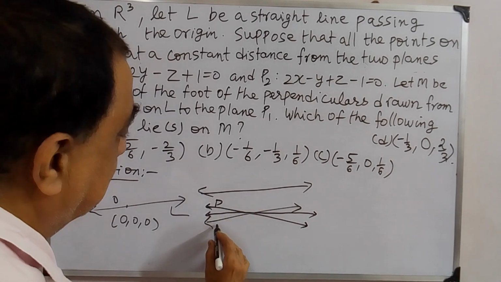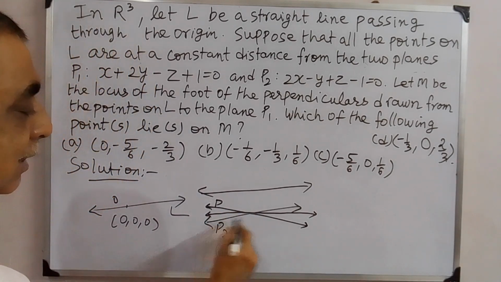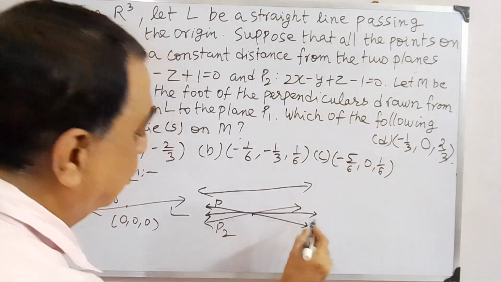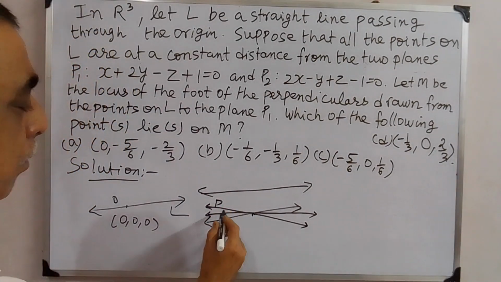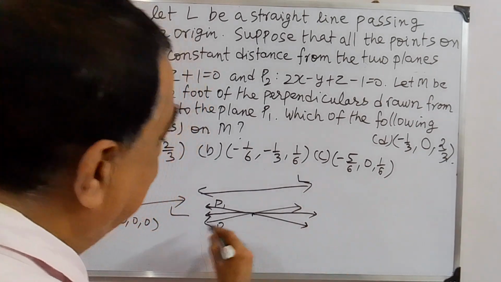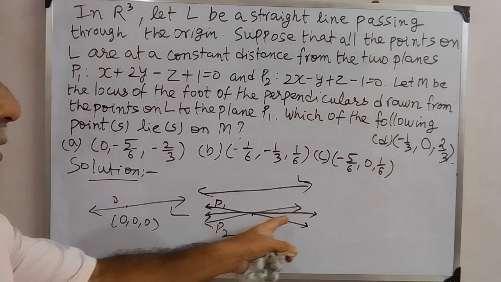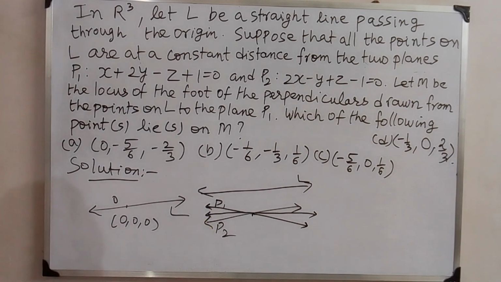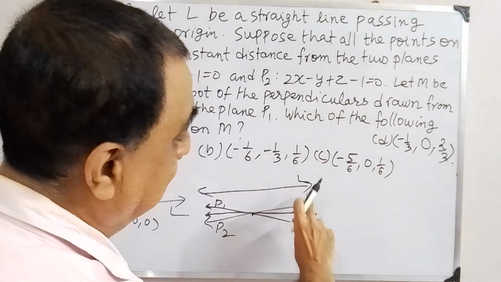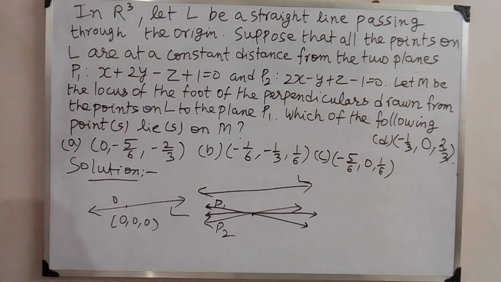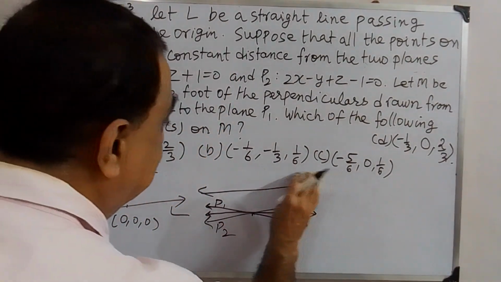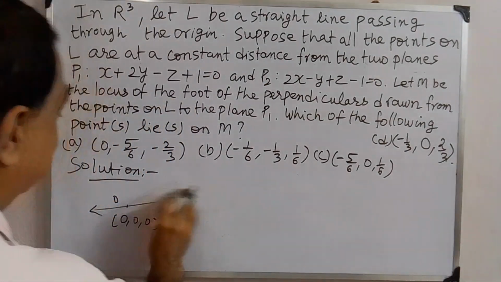Suppose this plane is P1 and this plane is P2 and these two planes are meeting along this line. The line L has to be parallel to that line which is passing through the intersection of P1 and P2. Then the line L will be at a constant distance, because parallel lines are at the same distance everywhere. Now see, how we will do this sum.